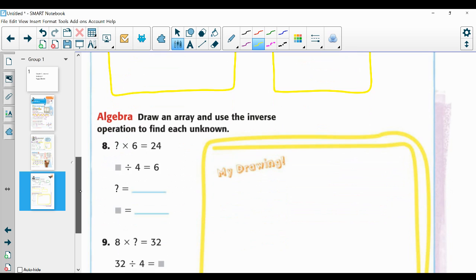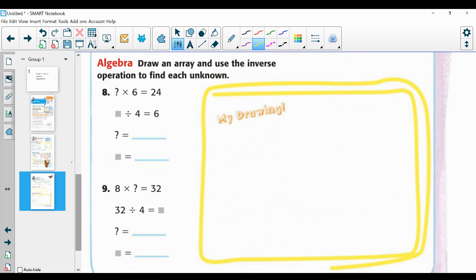Okay, then you're going to draw an array. So I expect to see an array in this box. That is direction number 1. If you want to label your instructions, that's fine. Put a 1 by draw an array. And then number 2, you're going to use the inverse operation to find each unknown. So you have 2 problems.